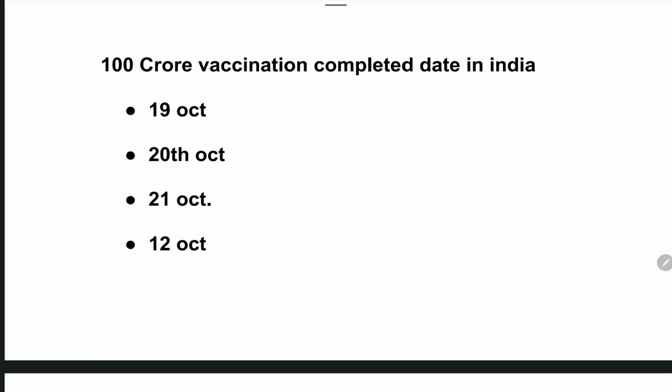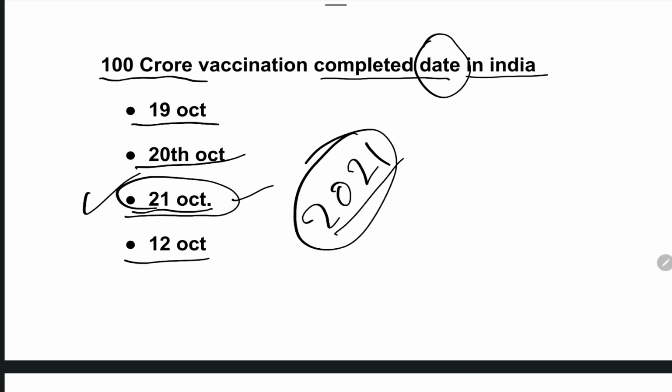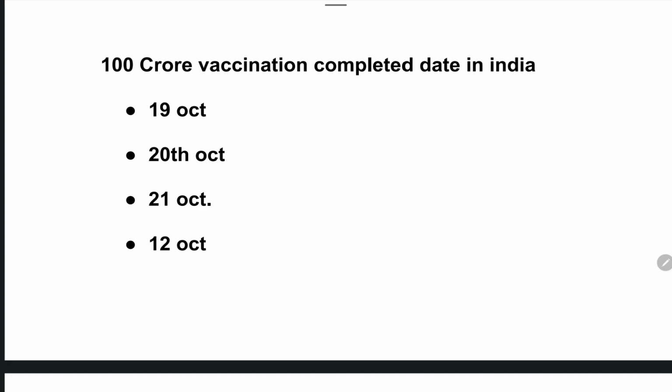The next question: the 100 crore vaccination was completed in India on which date? Options are 19th October, 20th October, 21st October, 12th October. The right one is option C, 21st October. This is in the year 2021. On October 21st, 2021, we completed 100 crore vaccinations in India.